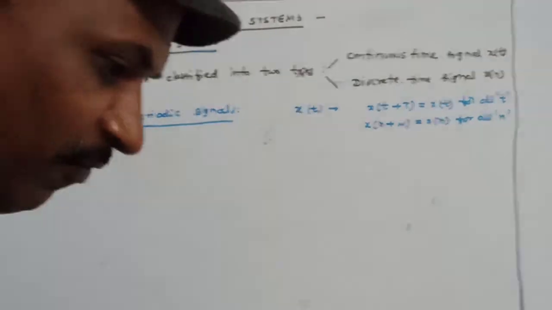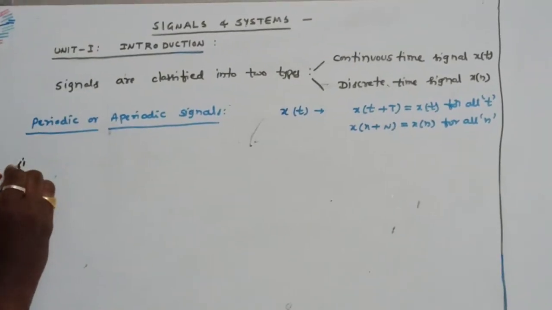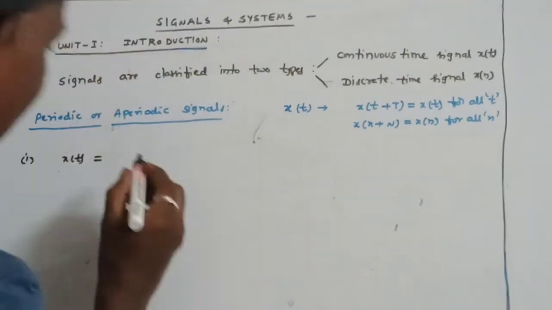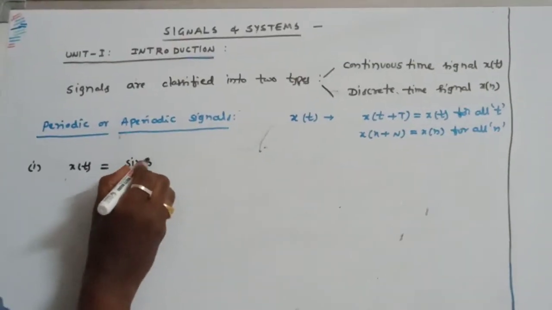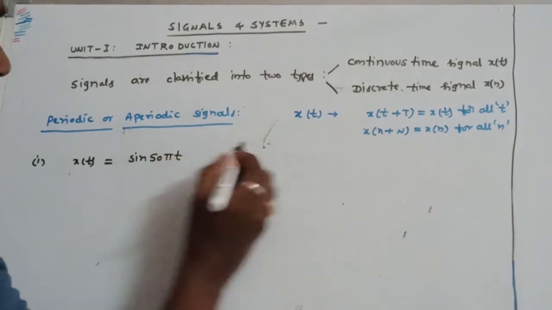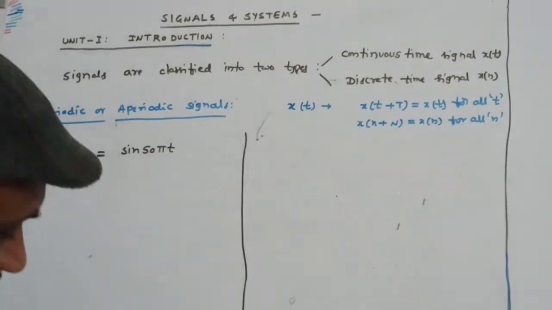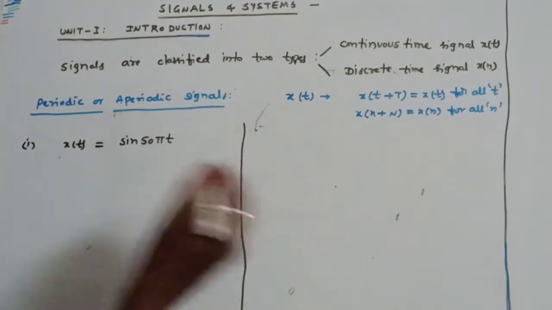Let us check. The first problem is like this. Number 1, x of t is equal to sine 50 pi t. The question will be: find the fundamental period of this waveform.